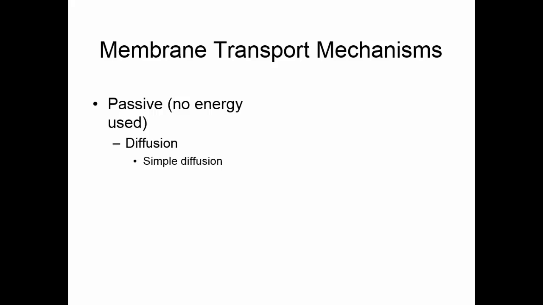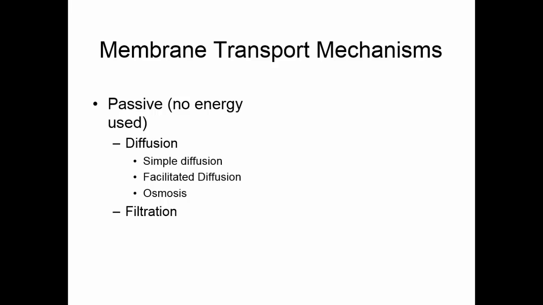There are two general types of transport mechanisms. One group of transport mechanisms are passive. No energy is used. These happen simply because of normal physical procedures. Diffusion, and we have three types of diffusion: simple diffusion, facilitated diffusion, and osmosis, and filtration are passive transport mechanisms.